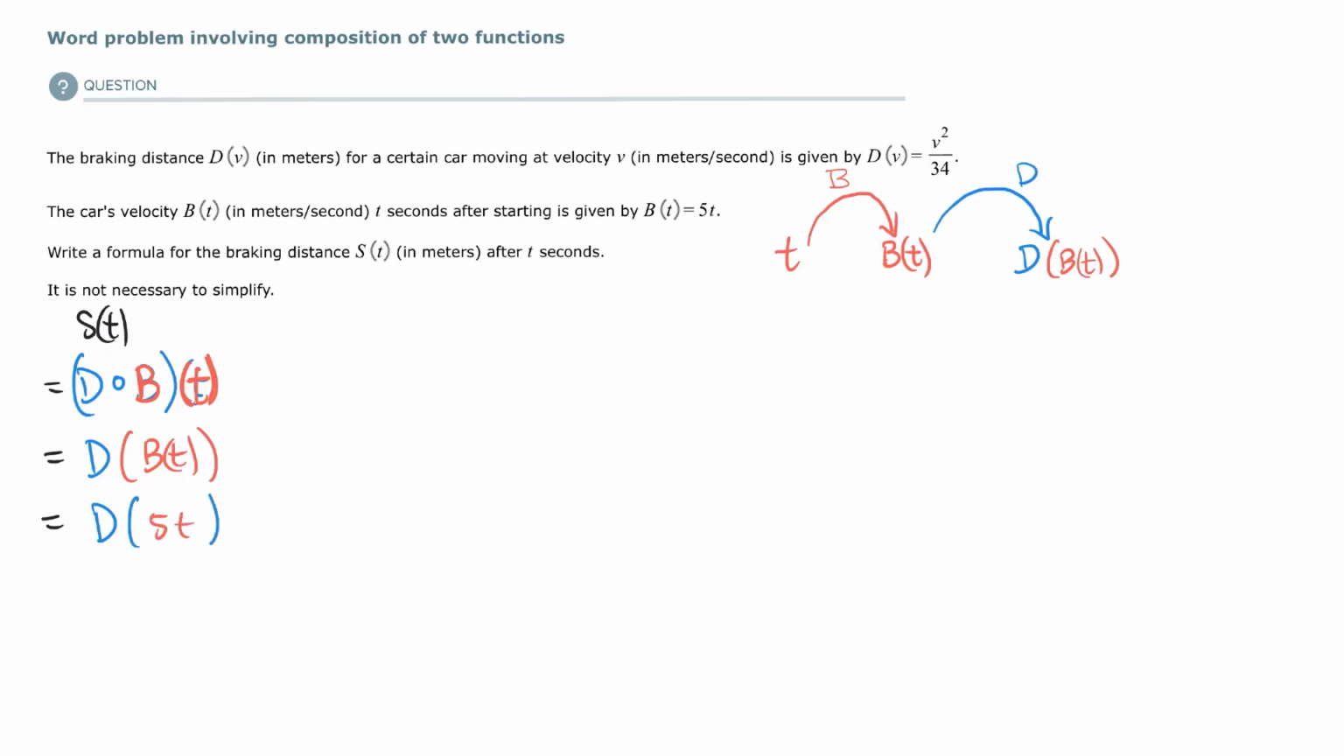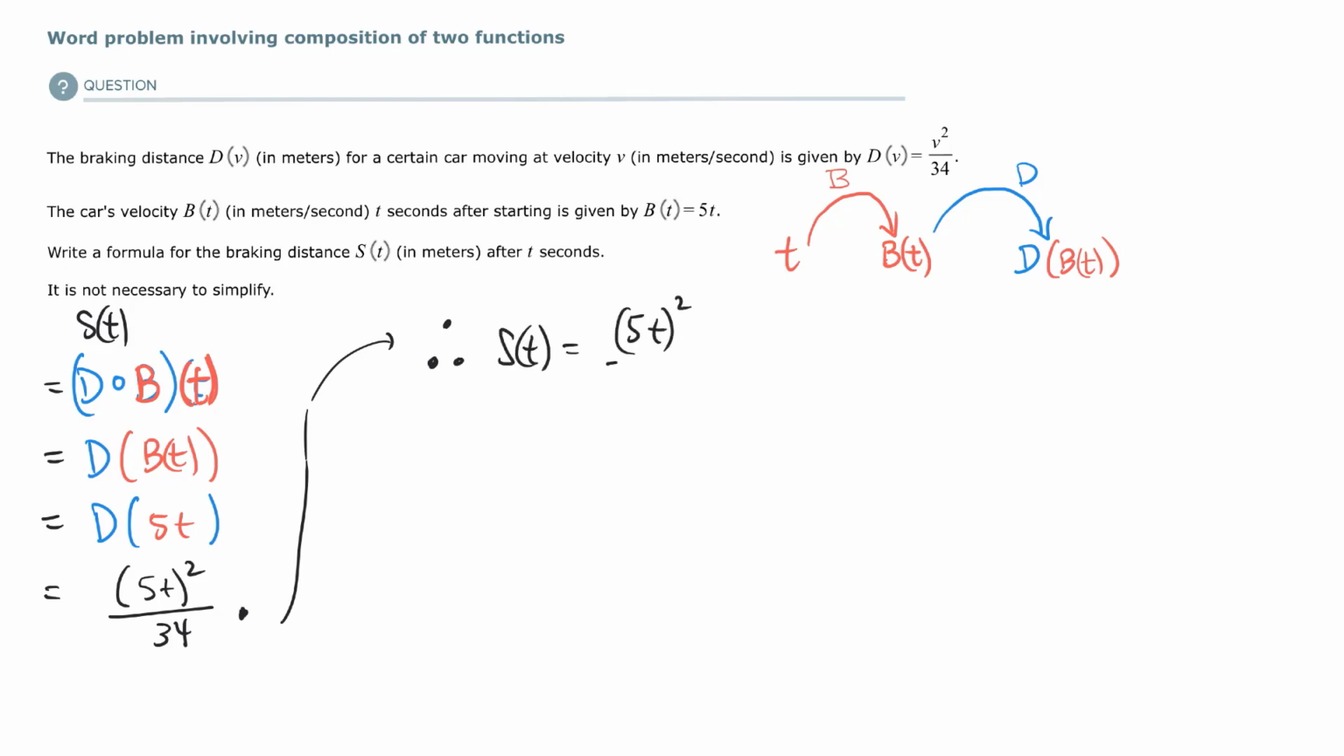And then what does d say to do? D says, take your input, square it, so I need to put parentheses, 5t, square it, and then divide it by 34. It doesn't say we need to simplify, so we just need to write what our final function is. Therefore, s of t is equal to 5t quantity squared over 34.